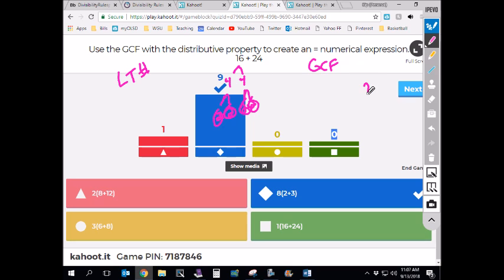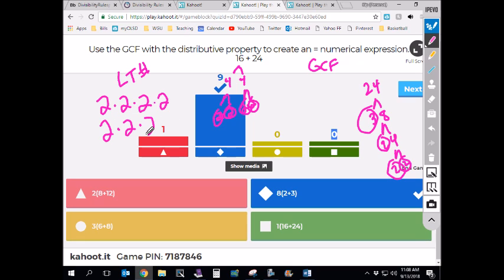Okay, and then 24 I'll do over here. So 3 and 8, 2 and 4, 2 and 2. Now what do I do next? What's the next step of this? Yep. Stack them up. So we know it's 2 times 2 times 2 times 2. And then the other one is 2 times 2 times 2 times 3.